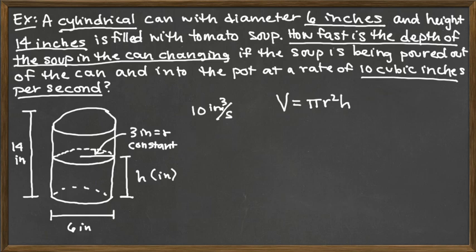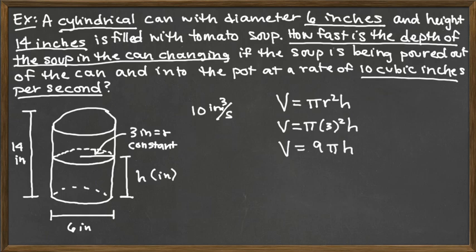And so we know that the R is fixed, that radius is constant as we pour out the soup. So really we can go ahead and plug in the 3 for the radius. But we need to leave the H as an unknown, as a variable. So we're looking at the equation volume equals 9 pi times H.